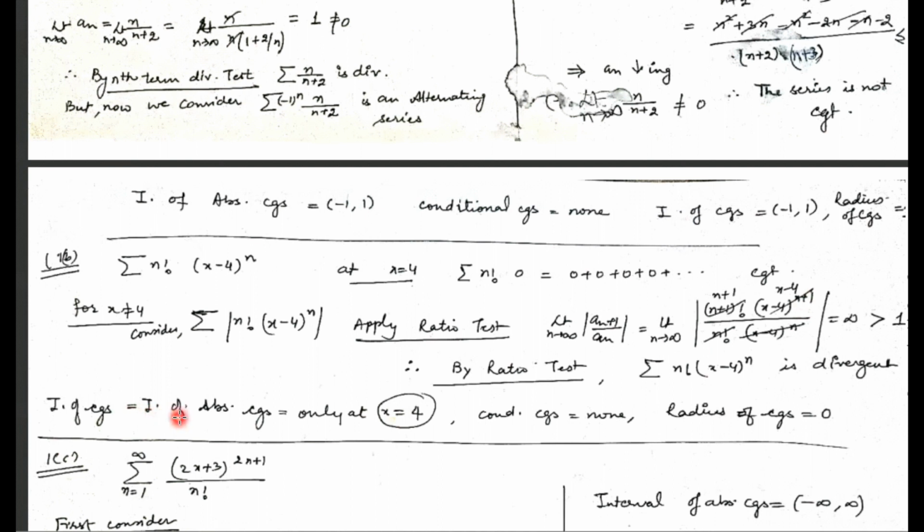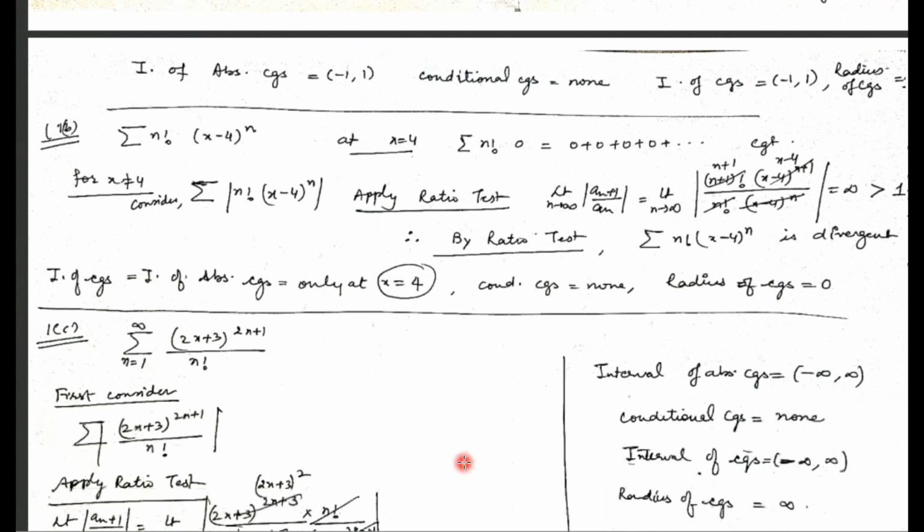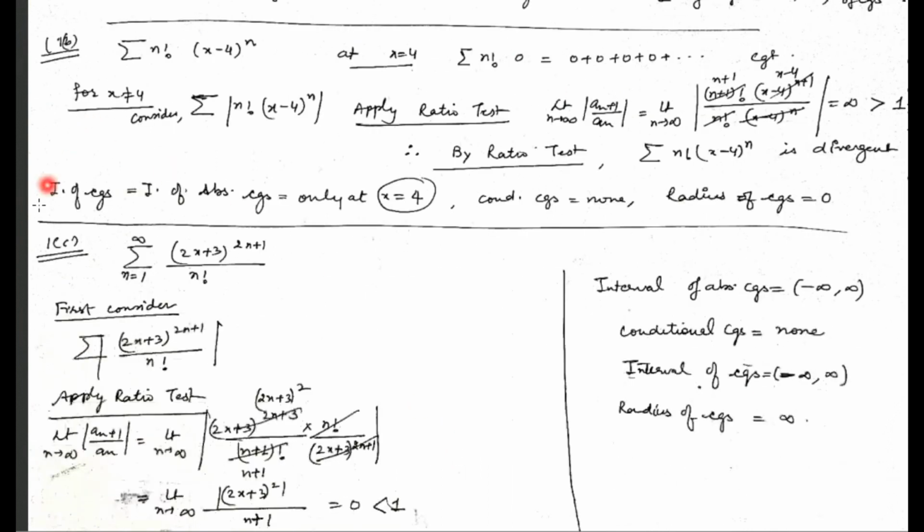So the interval of convergence and the interval of absolute convergence are the same, and that is only the point x equal to 4. There is no point where the series converges conditionally, and the radius of convergence is 0 because there is no real interval. We can say the interval is the closed interval 4, 4. Since the length of this interval is 0, the radius is also 0.